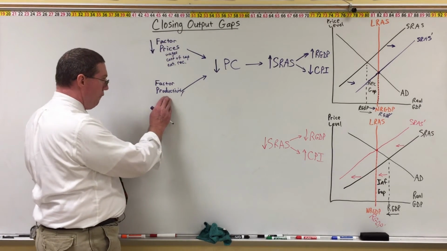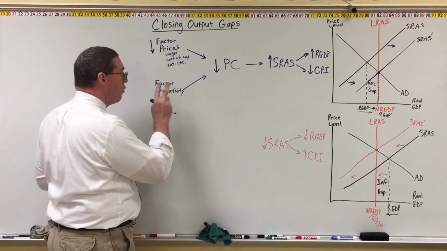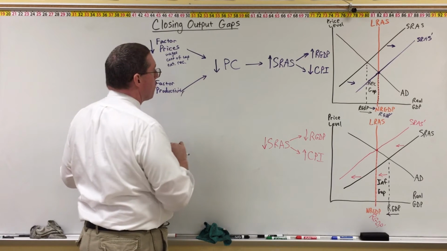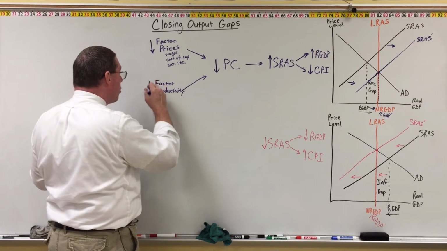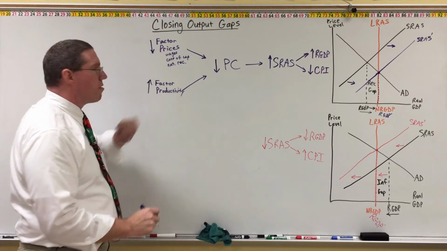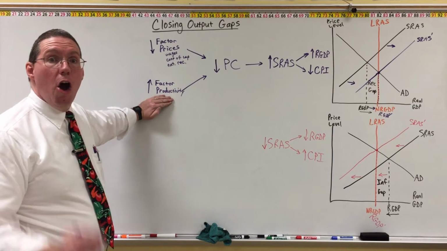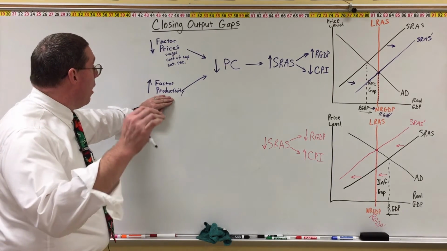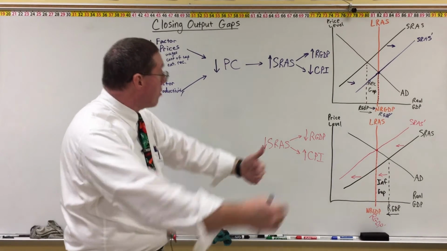Then we said, well, what about factor productivity? What would have to happen to the quality of our factors of production in order to decrease production costs? Well, our factors of production would have to become higher quality. That means an increase in factor productivity. If our factors of production are able to produce more, then producers would then be able to produce more stuff.